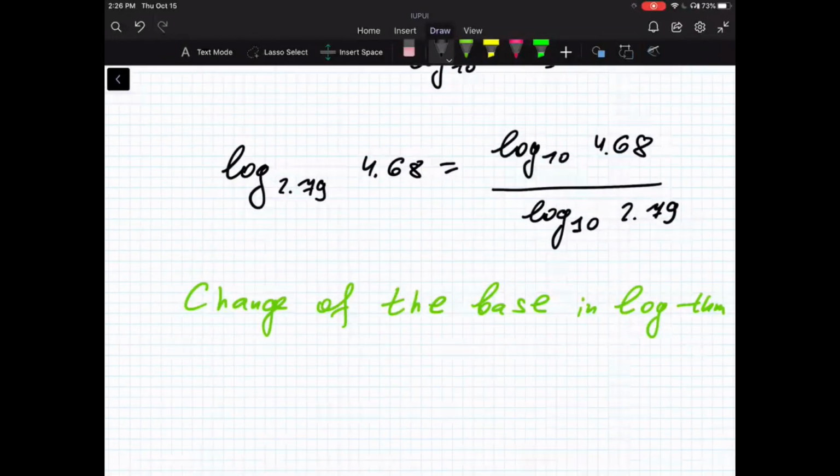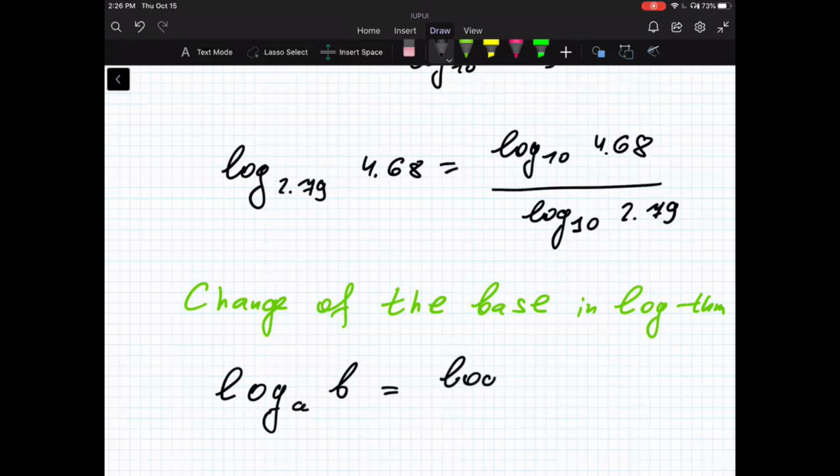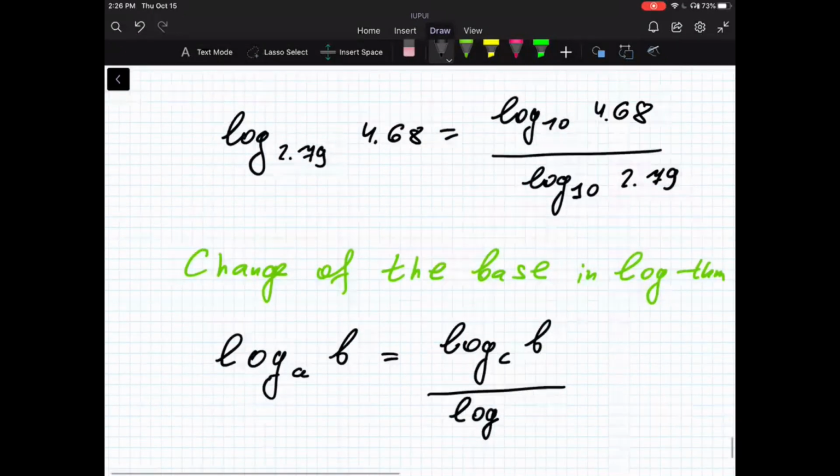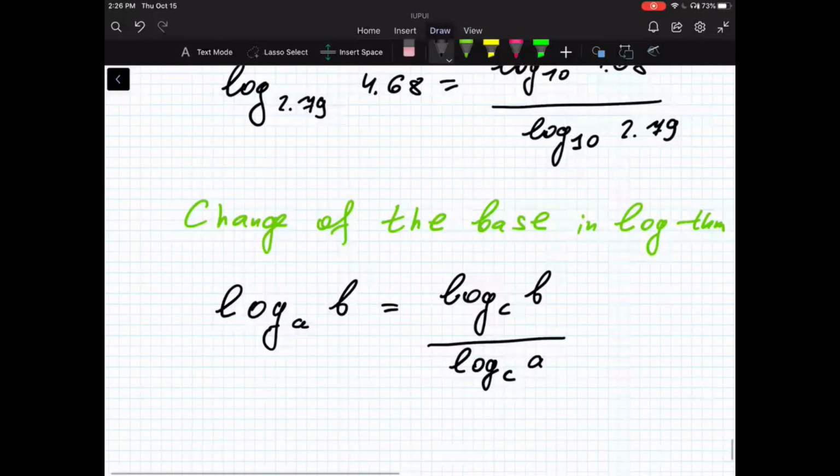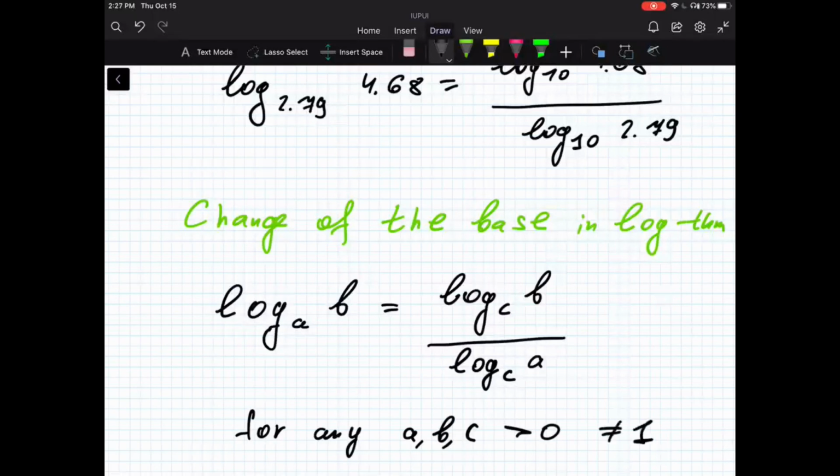And the statement is the following. Suppose you have logarithm of b with base a. Then the claim is that this is the same as logarithm of b with any base c divided by logarithm of a with base c. So for any a, b, c that are greater than 0 and not equal to 1.